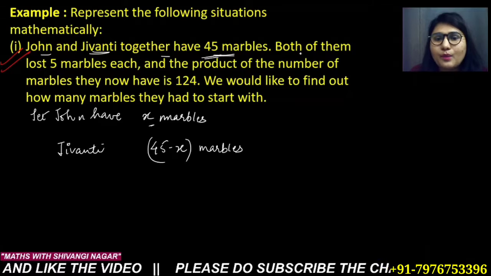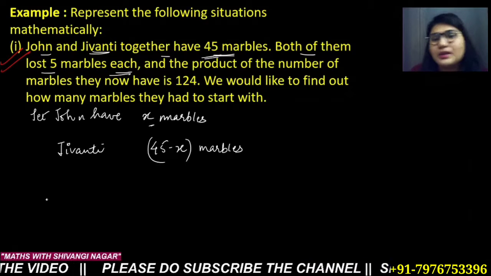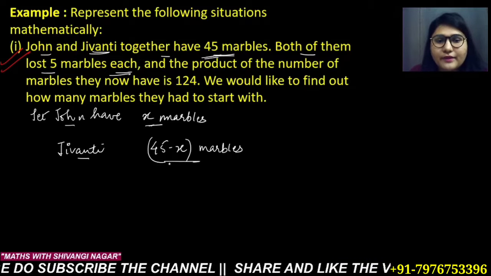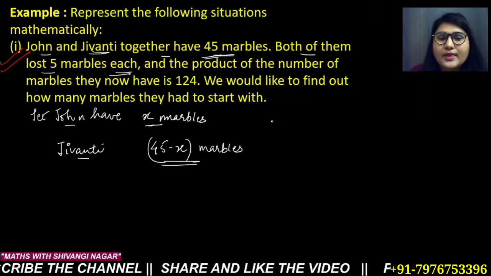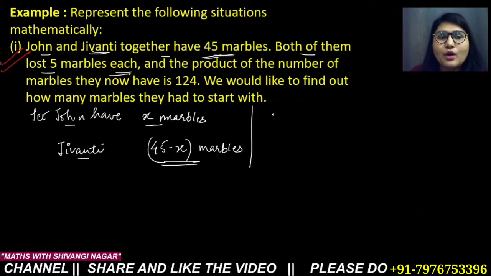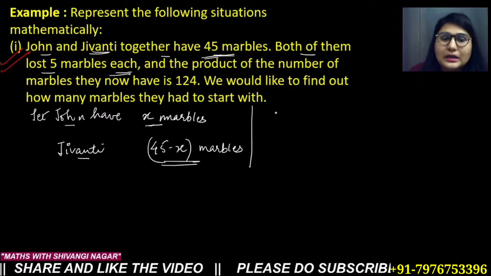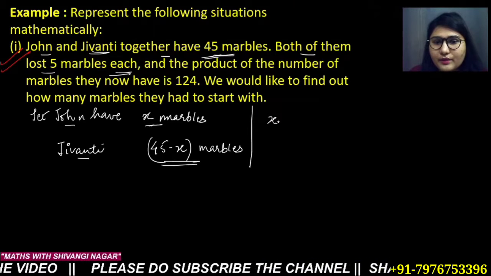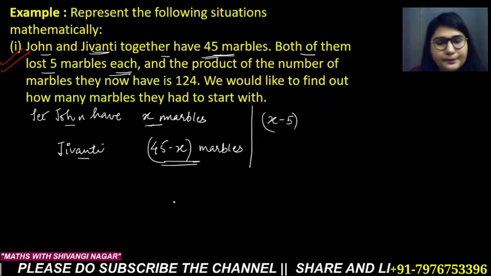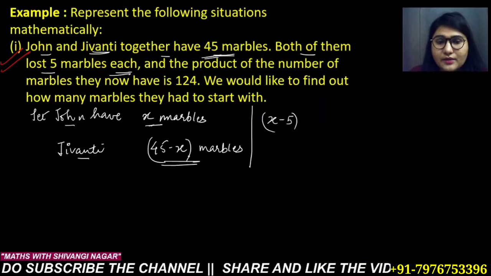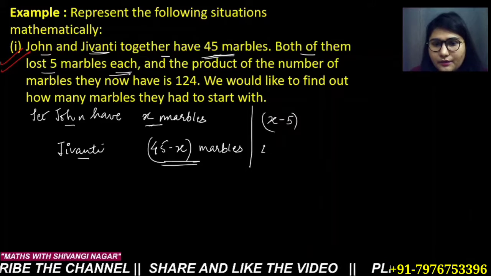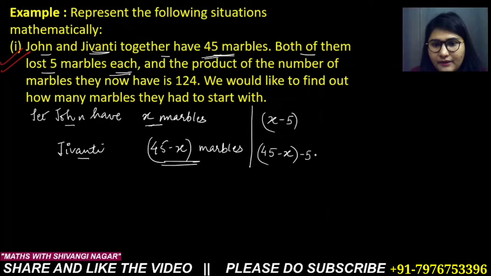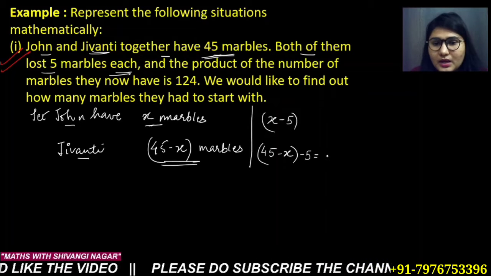Now we are given that both of them lost 5 marbles each. Initially John has x marbles and Jivanti has 45 minus x marbles. Now they have both lost 5 marbles. So how many marbles are they left with? John is left with x minus 5 marbles. Similarly for Jivanti, we have to eliminate the 5 marbles also. 45 minus x is the initial number of marbles she has, and here we have to eliminate the 5.